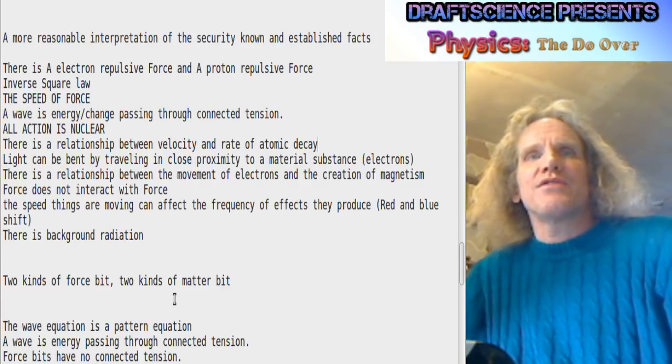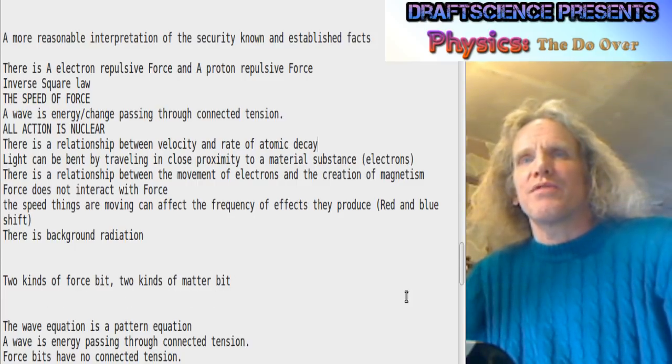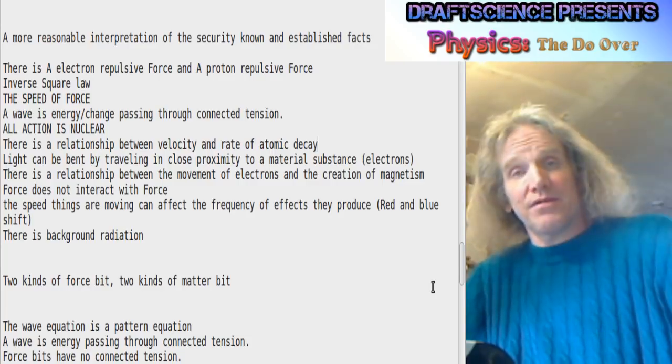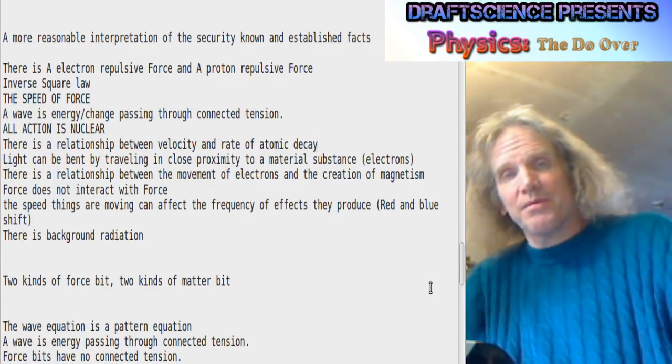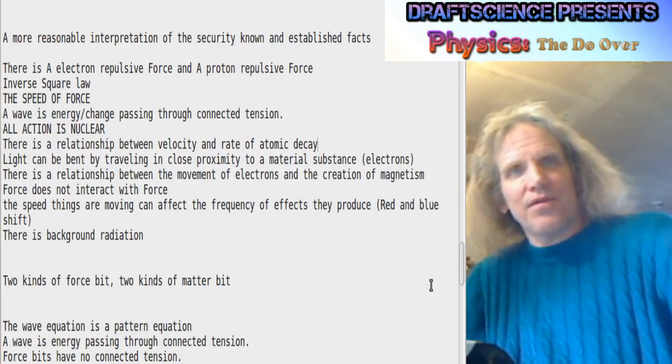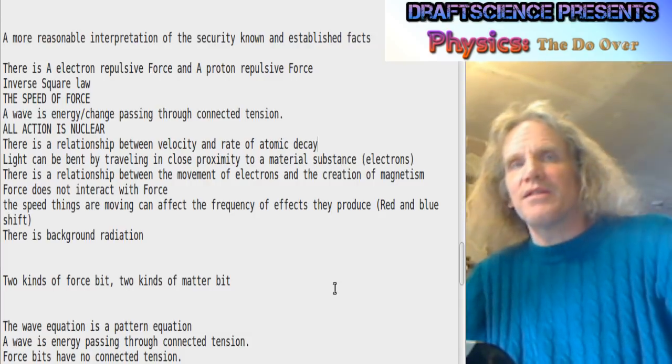Alright, there is a relationship between the movement of electrons and the creation of magnetism, and vice versa, the movement of magnets and the creation of disturbance in electrons. And that's as far as the relationship really goes.